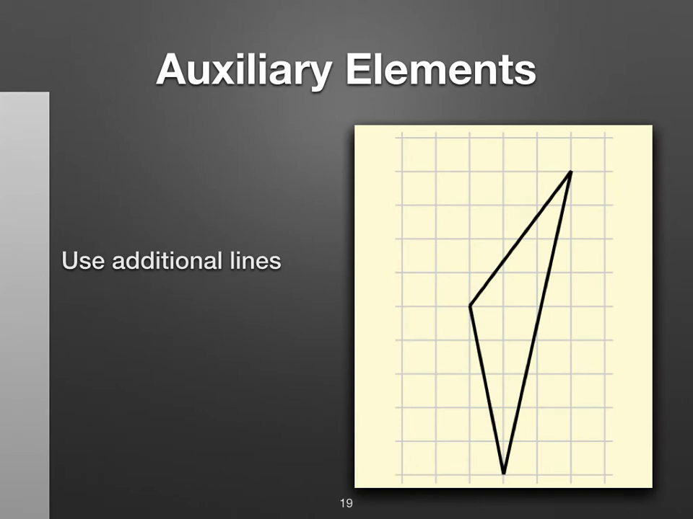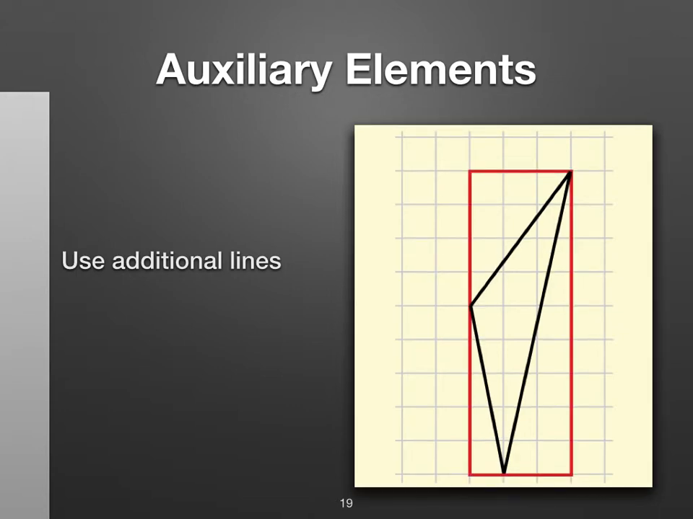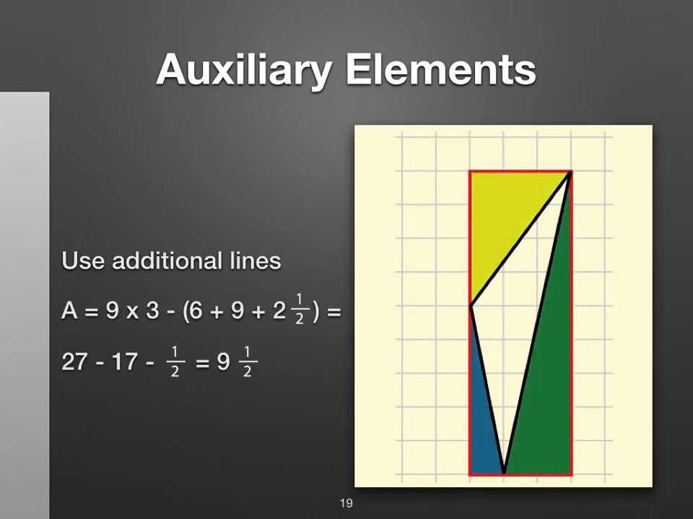Auxiliary elements. The area of this triangle cannot be found using symmetry or chunking. However, adding auxiliary elements helps. With an additional line, a rectangle with area 27 is built. The problem can be solved by subtracting from 27 the areas of 3 right triangles.